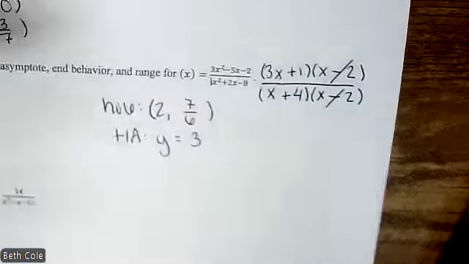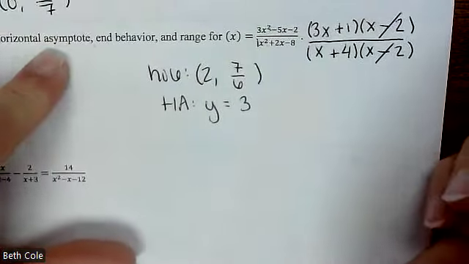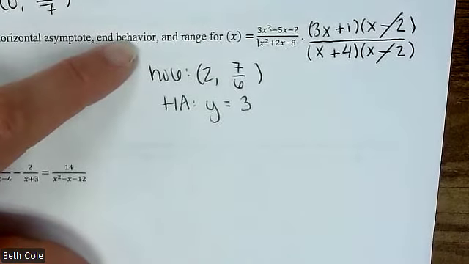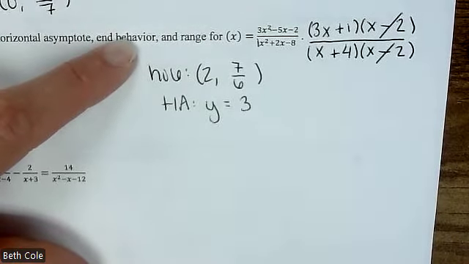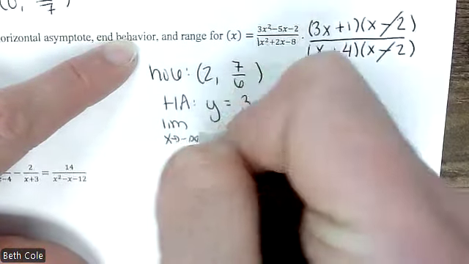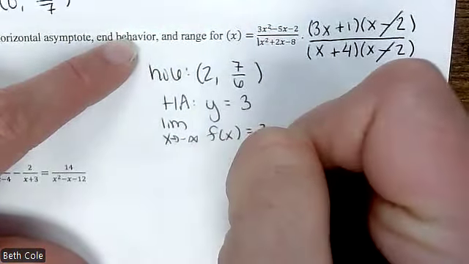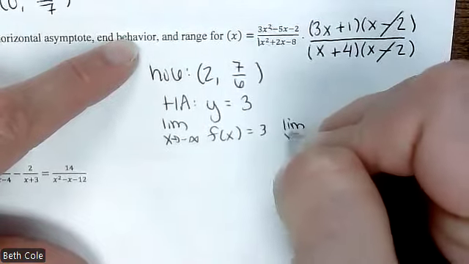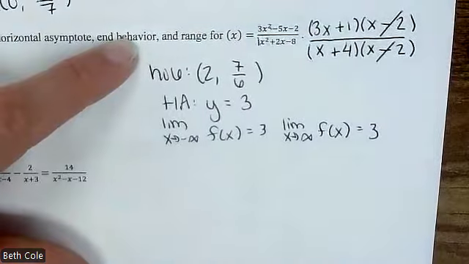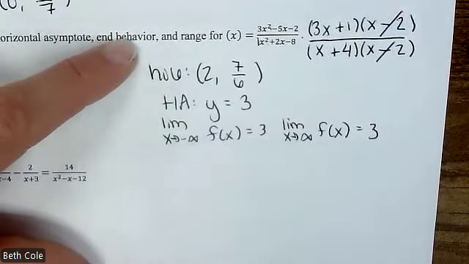Now, I did this on purpose. Do you see how I asked you horizontal asymptote and then the next thing is end behavior? I did this on your test too, because those are going to be the same answer. So limit as x goes to -infinity of the function is 3. Limit as x goes to +infinity of the function is 3. I did that on purpose because they're all the same answer. Trying to help you out.